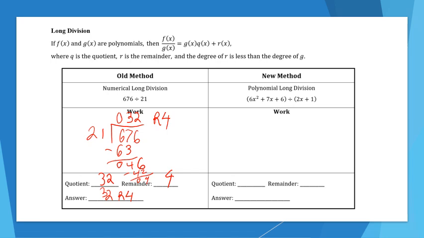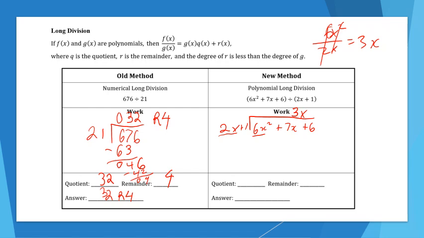And so let's try this equation here. So we have 6x squared plus 7x plus 6 all over 2x plus 1. So we want to ask ourselves, how many times does 2x go into 6x squared? And the answer is at least 3x, right? And the way we get this is by doing 6x squared over 2x and simplifying. So those cancel out to 3, that cancels out to x, so 3x is our answer.